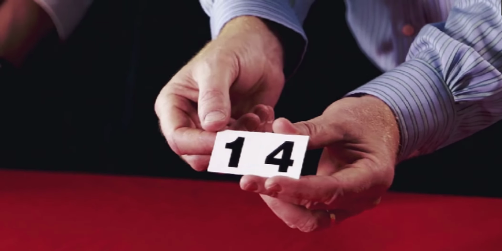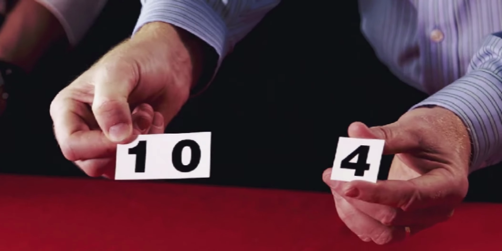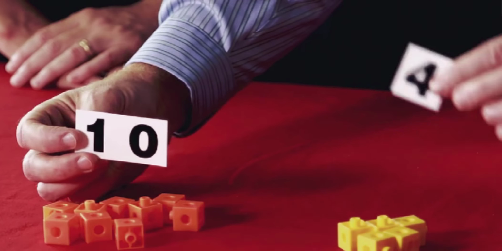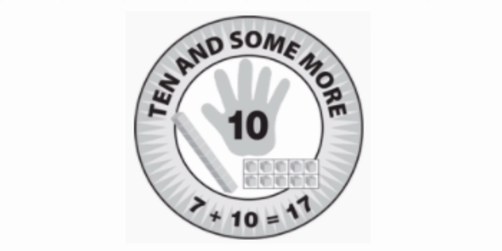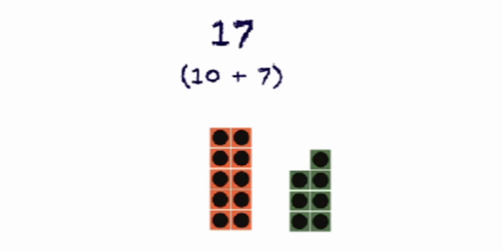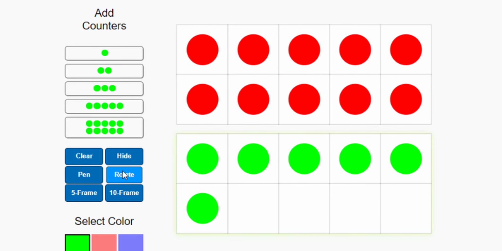Unitizing sets of 10 is the foundation of our place value system and is explored in depth as it relates to teen numbers in the 10 and some more module. The Rec and Rec nuzzler and the 10 frame give visual support to this exploration.